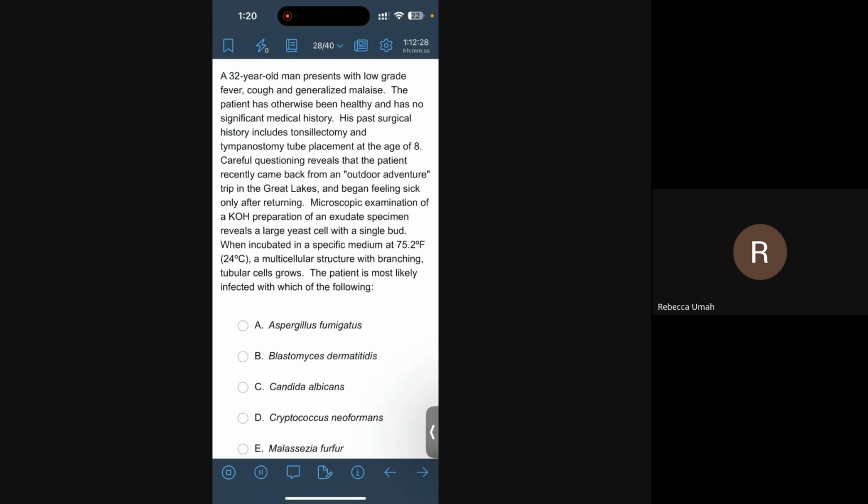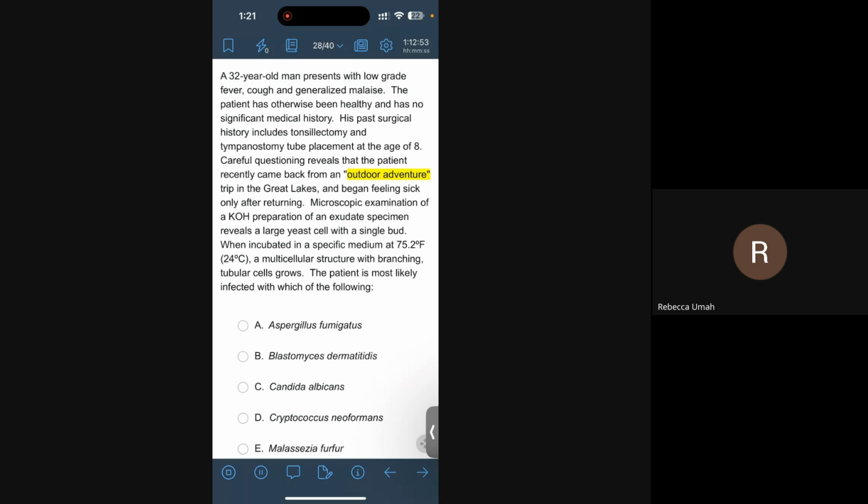Okay, a 32-year-old man presents with low-grade fever, cough, and generalized malaise. He has otherwise been healthy and has no significant medical history. His past surgical history includes tonsillectomy and a tympanostomy tube placed at the age of 8. The patient recently came back from an outdoor adventure.